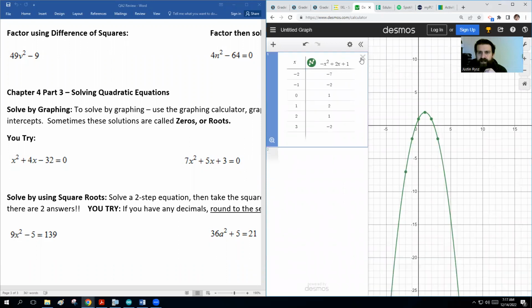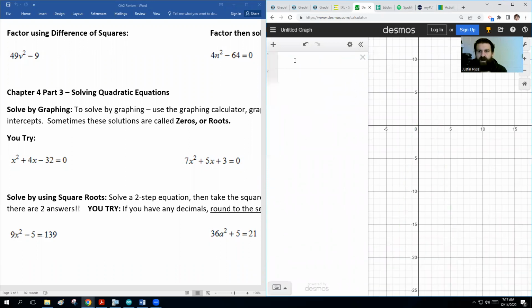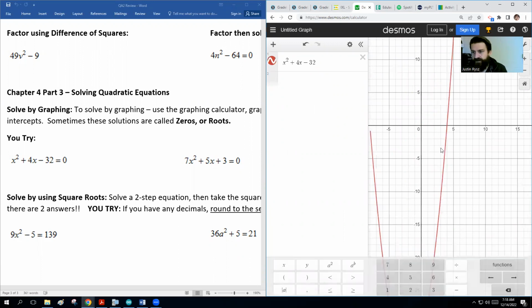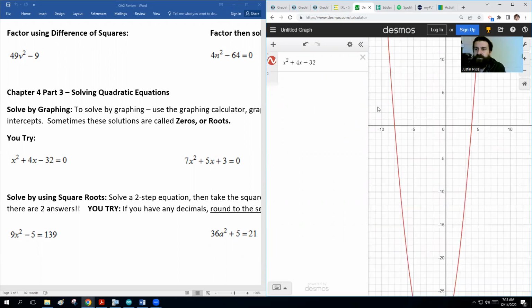All right, so we're going to go ahead and type in our graph here. The biggest thing you have to make sure of is that the equation does equal 0. So we have x squared plus 4x minus 32 equals, actually it equals 0, but we don't type in the equals 0. All we need to do is figure out where it crosses the x-axis. Desmos is great because if you click on it, it just tells you. So the two solutions are x equals -8, there's the one place it crosses, and x equals 4.